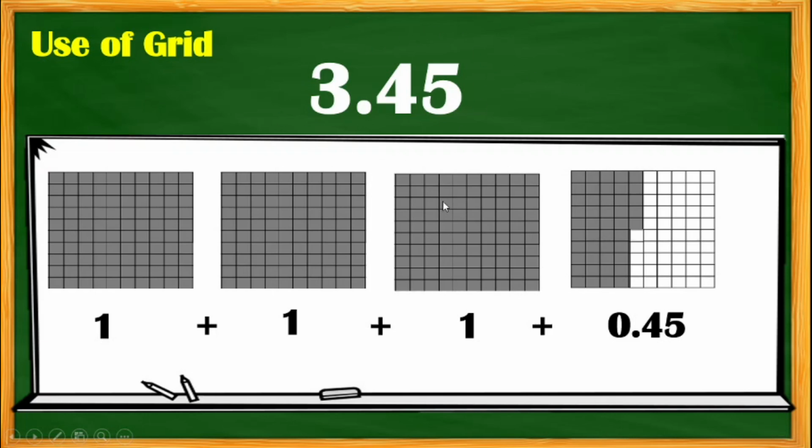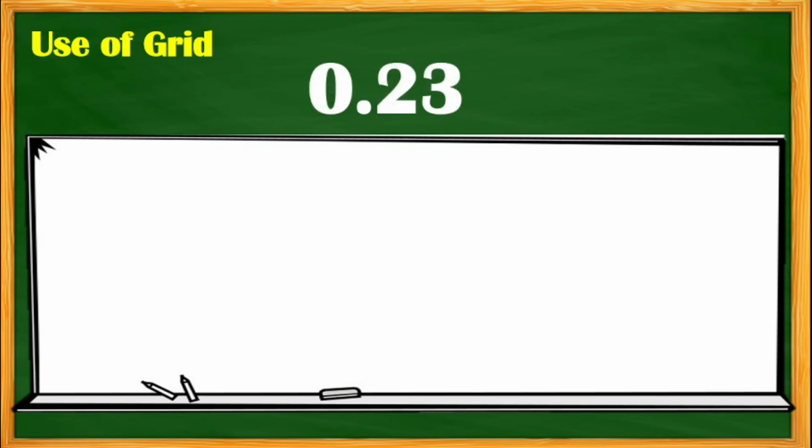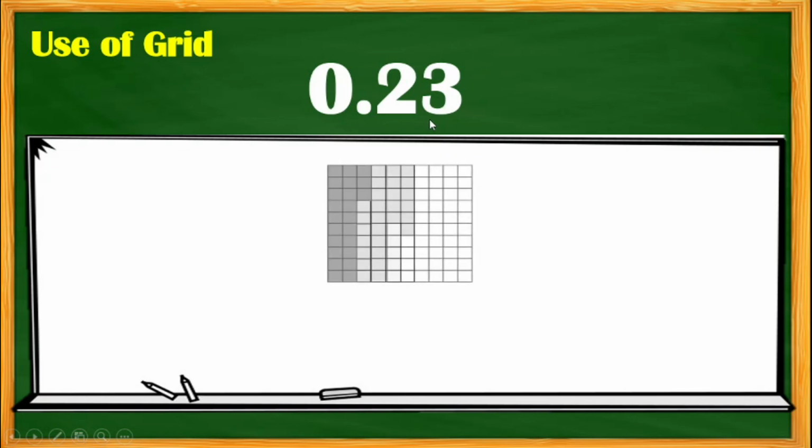So that's very easy. So let's try another one. How do we visualize 23 hundredths using a grid? So this would be the visual representation because we have the 100 equal parts and then we have shaded 1, 2, 3. So this would be 23 hundredths.